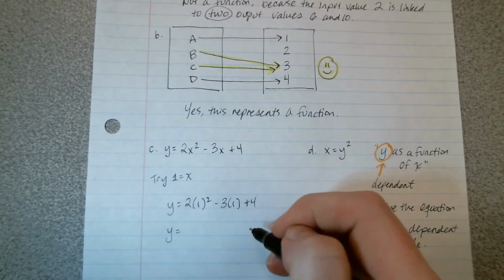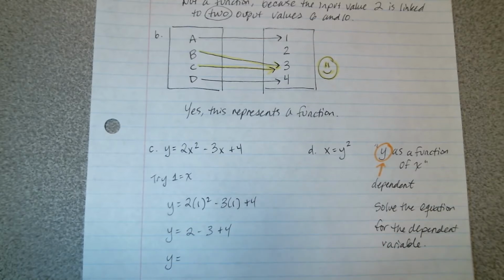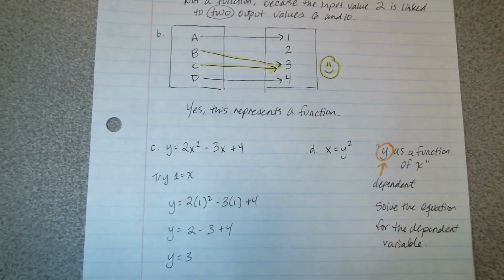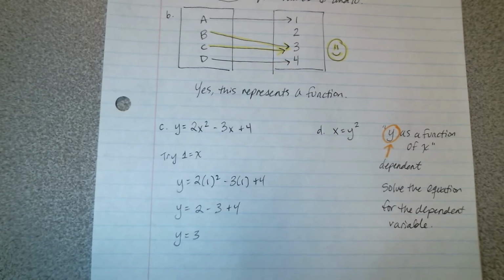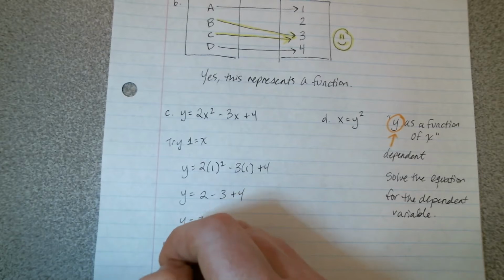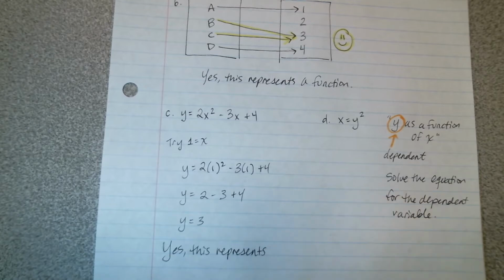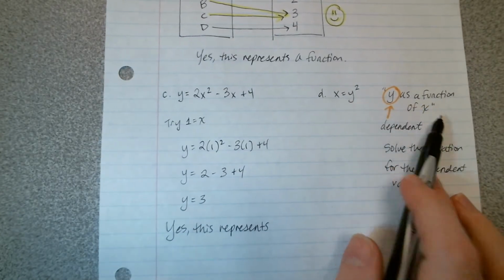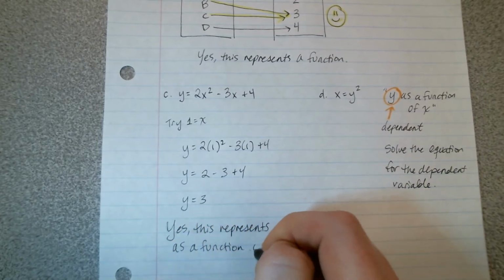Simplify. And yes, I got one value for y. I might try a bunch of different numbers. What if I plugged in a negative? What if I plugged in a fraction? What if I plugged in 0, etc., until I notice that each x I plug in will only give me one y value, which means this is definitely a function. And not just any function, but it represents this phrasing right here, y as a function of x.